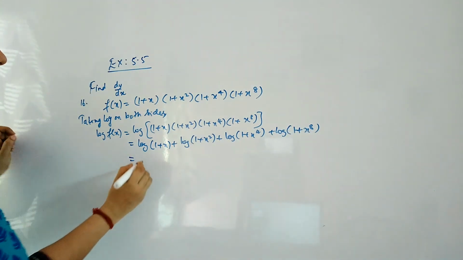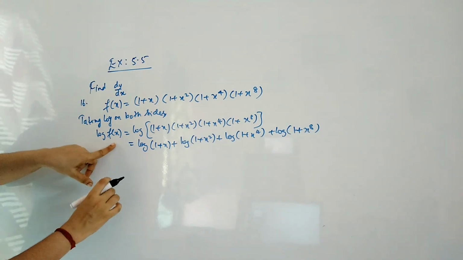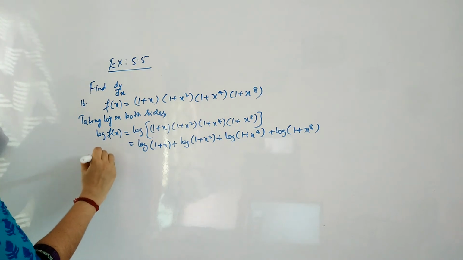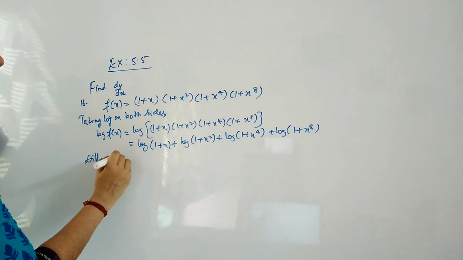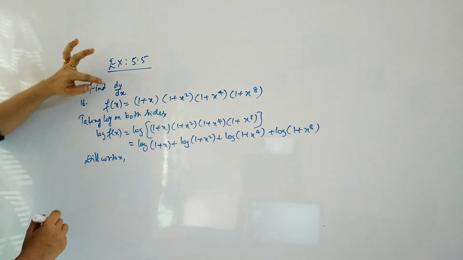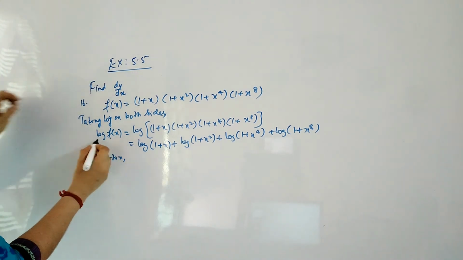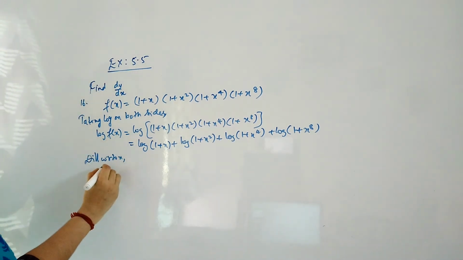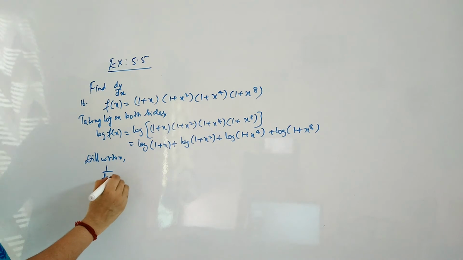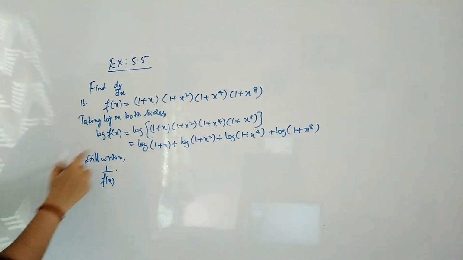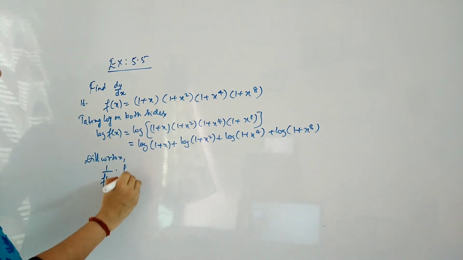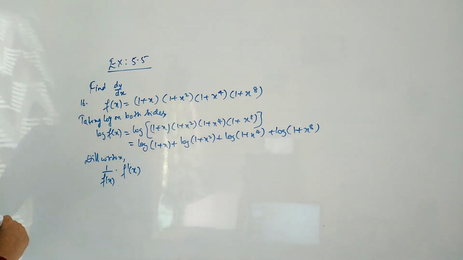Okay. Now, what is the question? Differentiate. You have to find the derivative, which means you have to differentiate both sides with respect to x. Then only you get dy by dx. So this will give you log of something, so it is 1 by f of x, right? Into the derivative of f of x, which is denoted as f dash of x.